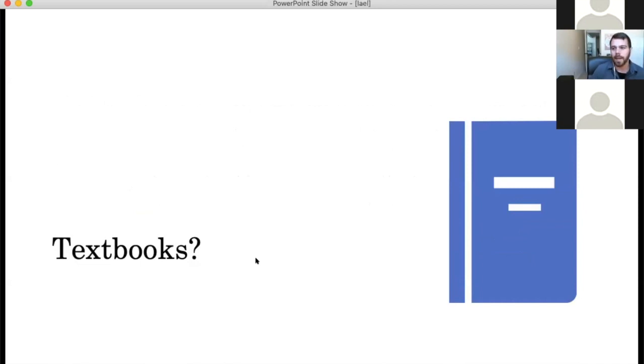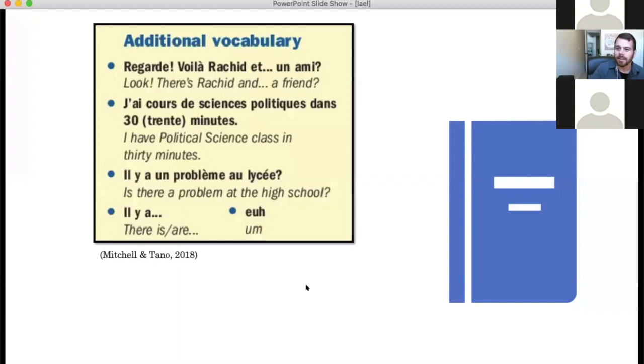So backing up and putting myself back into my teacher's shoes, I was looking at how this is being presented in textbooks. Here's the excerpt of the first time my students are introduced to il y a. Of course, this textbook is created for North American learners, so it gives the English equivalent here. And here's an example: il y a un problème au lycée.